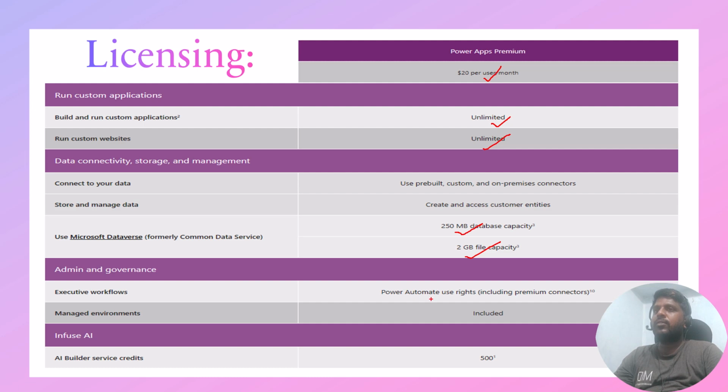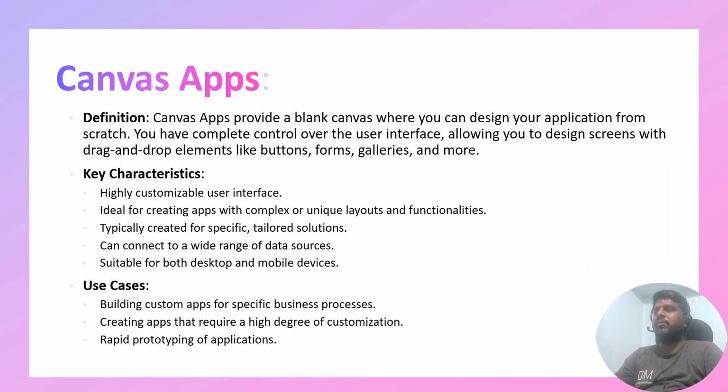Using workflows, we could use Power Automate, which includes premium connectors, and we could integrate and automate several tasks. And it is included in the managed environments, and we could use AI Builder service credits. Around 500 credits we get to use those capabilities. Moving ahead, we have different types of applications which we can create using Power Apps.